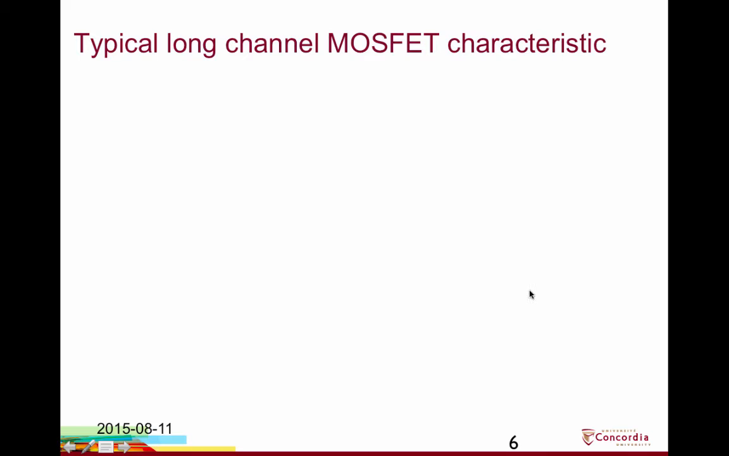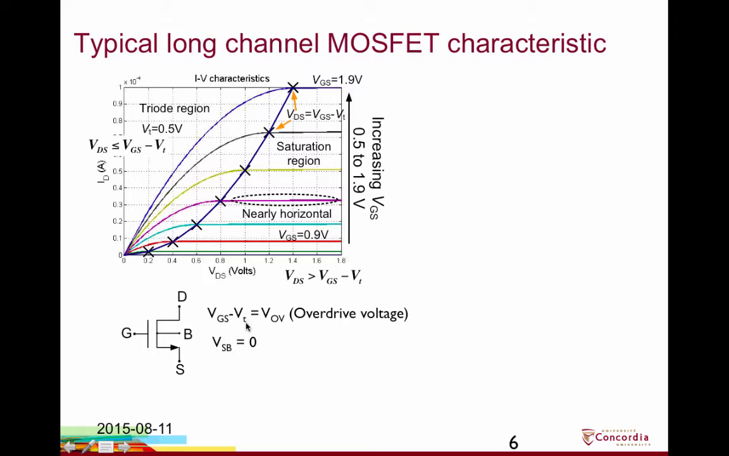So for a typical long channel MOSFET, we've got the symbol redrawn here. Oftentimes we are interested in this quantity called the overdrive voltage. And the overdrive voltage, or VOV, is defined as the gate source voltage minus the threshold voltage. The curves we're going to show are for the situation where the body and the source are connected together, or VSB is equal to zero. So this figure up in the top left shows a family of curves for a long channel MOSFET.